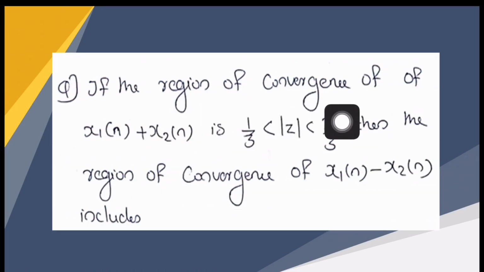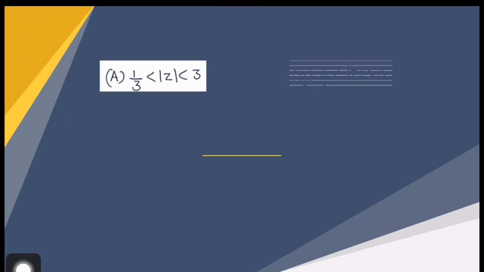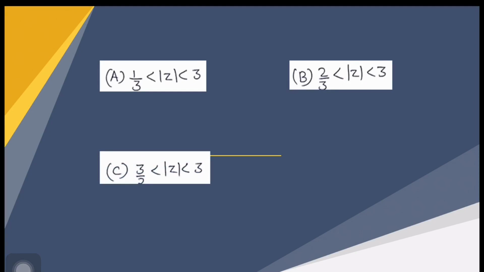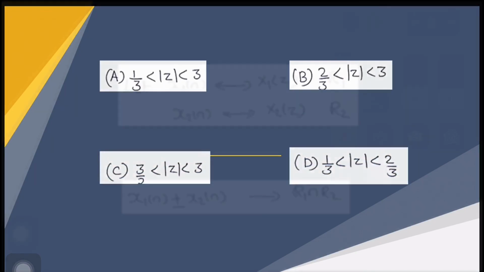Got it? Let us move ahead and see the next question, from GATE 2006. If the region of convergence of x1[n] plus x2[n] is 1/3 less than mod z less than 2/3, then the region of convergence of x1[n] minus x2[n] includes, for options, option A, option B, option C and option D.